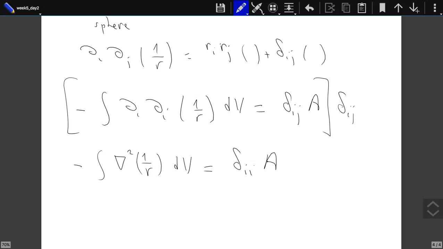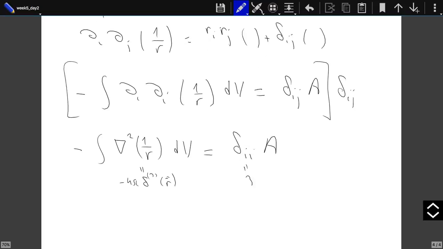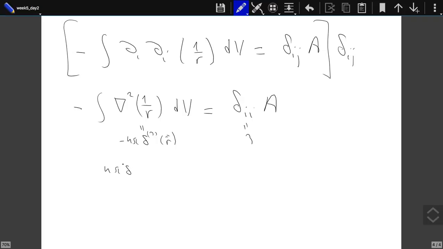What is Kronecker delta ii? I'm always using Cartesian. It is 3. We are summing over I. So this is 3. Well, this is minus 4 pi Dirac delta of r. So what we find is 4 pi, that's the result of the left-hand side, is equal to 3a. So minus del I, del j, 1 over r, dV is equal to 4 pi over 3 times Kronecker delta ij.